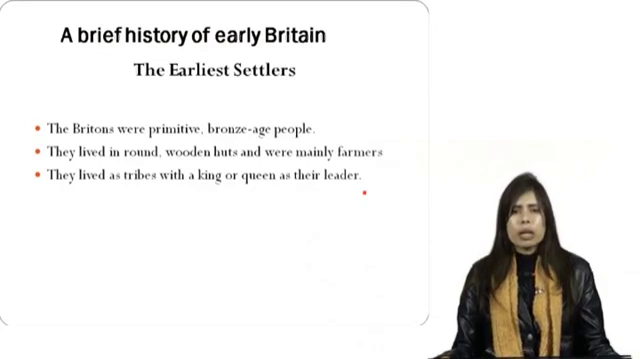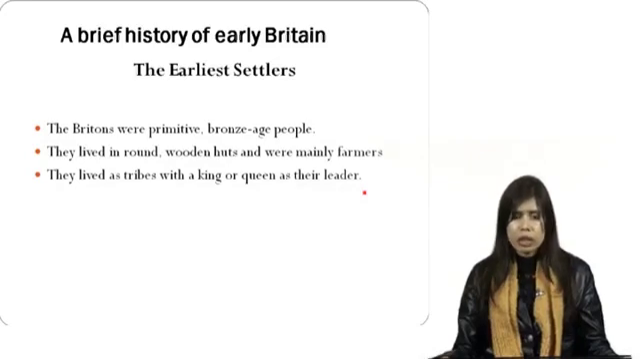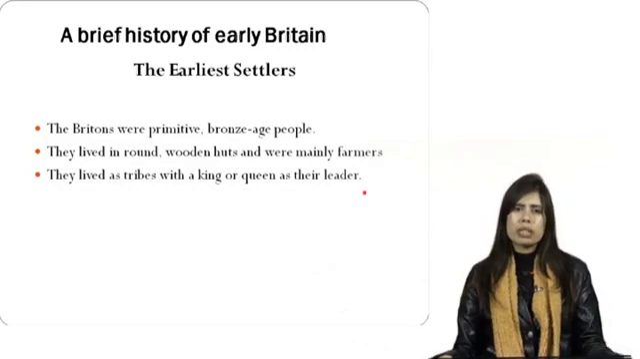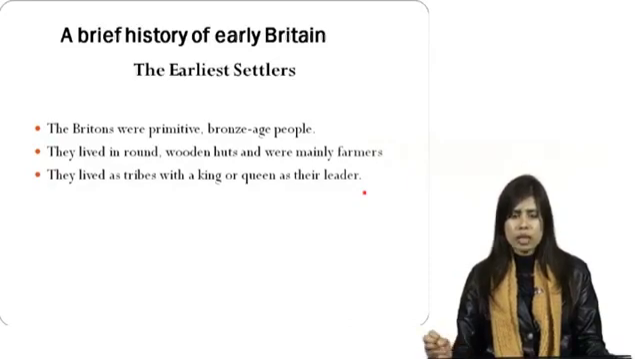Okay, here again you can see that we are talking about Britons. We are talking about Celtic tribes basically. The Britons were primitive Bronze Age people. They lived in round wooden huts and were mainly farmers. So their business was basically farming, and they used to live in round wooden huts.